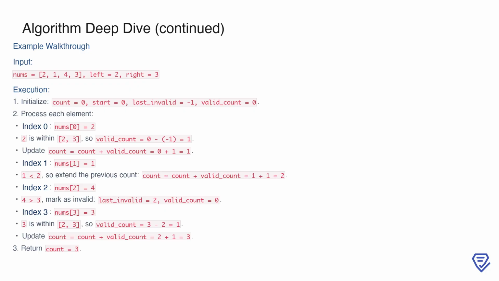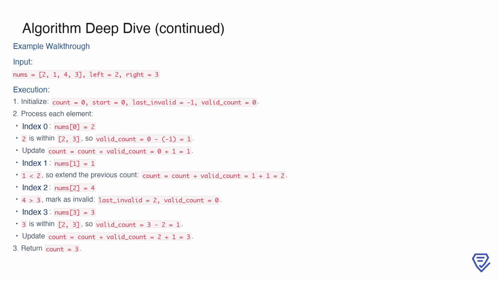Let's walk through an example to see the algorithm in action. Consider the input array nums equals [2, 1, 4, 3], with left equals 2 and right equals 3. Initially, we set count to 0, start to 0, last_invalid to -1, and valid_count to 0. At index 0, the value is 2, which lies within [2, 3]. This forms a valid subarray, so we calculate valid_count equals 0 - (-1) equals 1 and update count to 1.